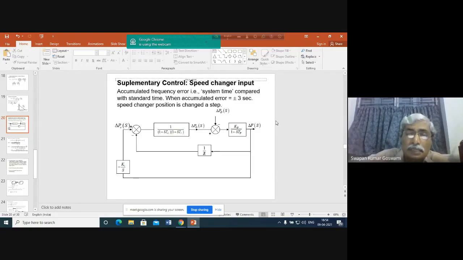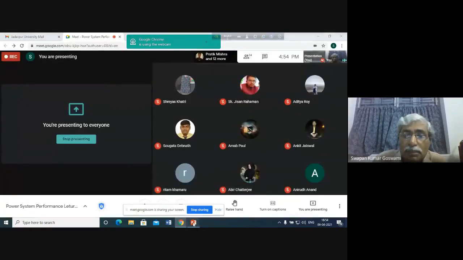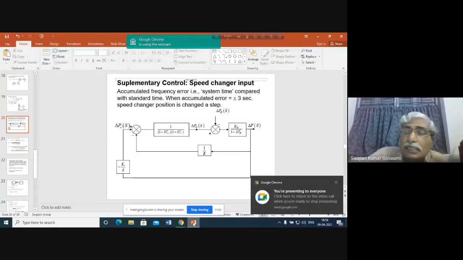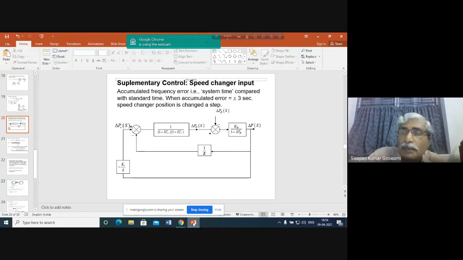System time means the time shown by the frequency clock. Okay, what is the frequency clock? Frequency clock means a clock that is run by the power system supply. So this clock will give a time depending upon the frequency of the supply. Okay, frequency of supply will generate the time here. So this is how the time frequency error will be integrated and given as input to the speed changer.